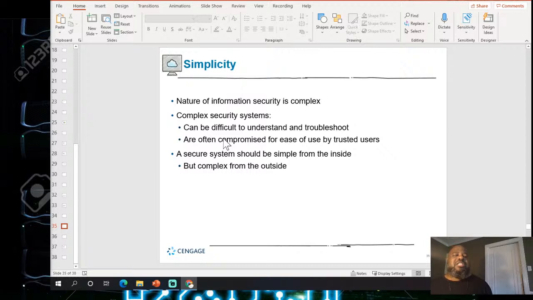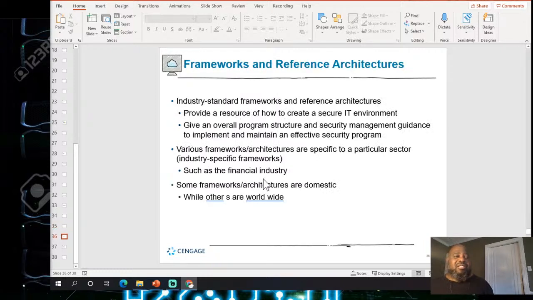The nature of information security is complex. Complex security systems can be difficult to understand and troubleshoot, and are often compromised for ease of use by trusted users. A secure system should be simple from the inside but complex from the outside. So that's my take on simplicity. There are so many things people read about now, so many things that are out there.